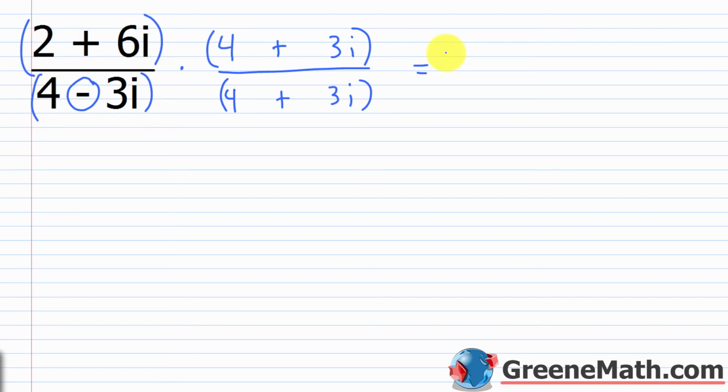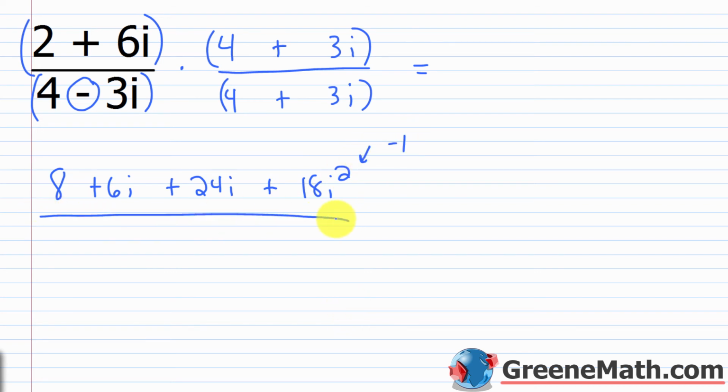the first, 2 times 4 is 8. Then the outer, 2 times 3i is plus 6i. The inner, 6i times 4 is plus 24i. Then the last, 6i times 3i would be plus 18i squared. Now we know this has a value of negative 1, so we can replace it. But let's just continue for now.